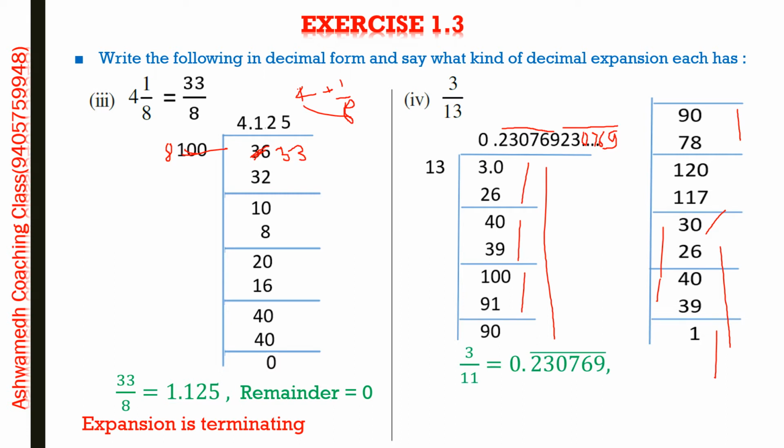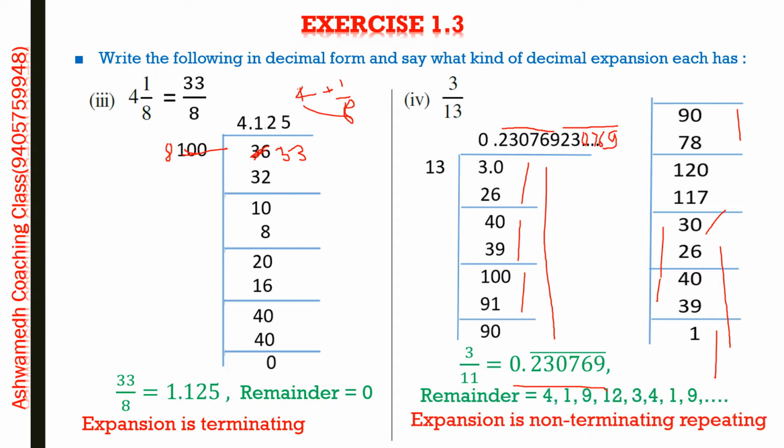So 3 by 13 is 0 point bar 230769, and here the remainders are 4, 1, 9, 12, 3, then 4, 1, 9 again. These remainders repeat, and therefore the expansion is non-terminating repeating, because this block is repeating again and again.